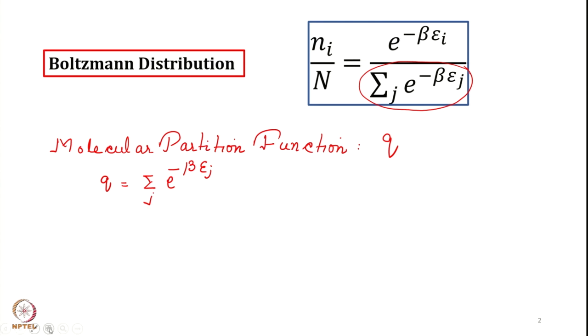So let us expand this and see what happens. When j is equal to 0, exponential minus beta into 0 is exponential 0, so the first term is going to be 1. The second term is going to be exponential minus beta E1. The third term is going to be exponential minus beta E2, and you keep on going. This is the expansion for the molecular partition function. Here E1, E2, etc. are the first excited state, second excited state, and so on.